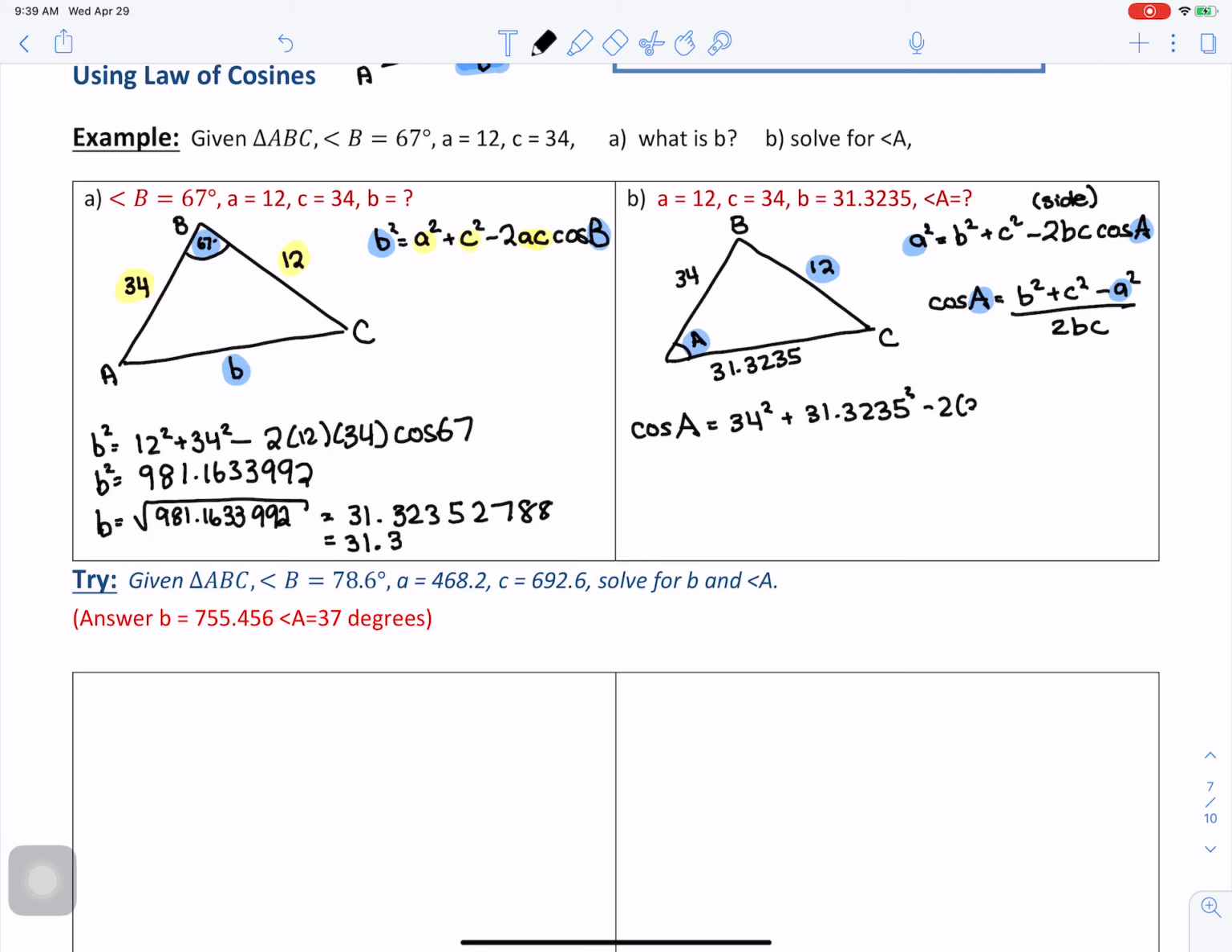Minus 2 times 34, 31.3235. Oh, whoops, I'm writing the formula wrong. Minus my A value squared, which is 12 squared, all divided by 2 times 34 times 31.3235. So again, this pairing has to sit in the correct position, otherwise your answer is going to be incorrect.